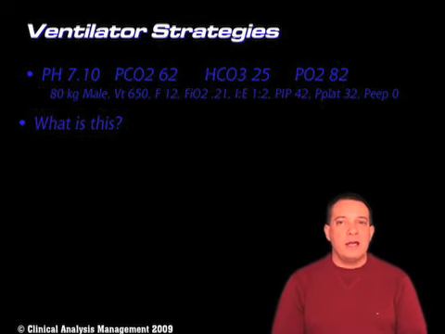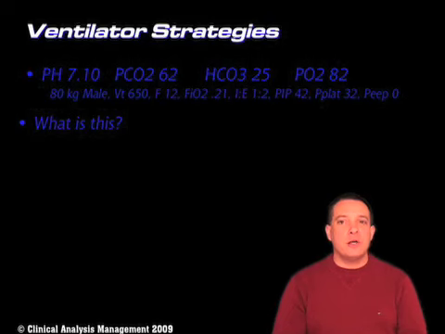When you get your blood gas, you see that his pH is 7.10, his CO2 is 62, his bicarb is 25, and his PO2 is 82. So let's work our way through this. When I'm confronted with a question like this, the very first thing I want to do is interpret the blood gas to figure out where we're at.